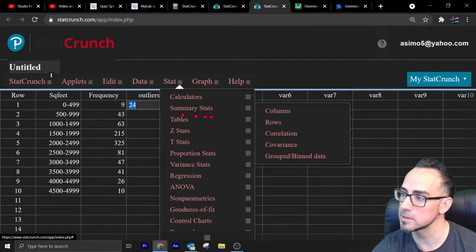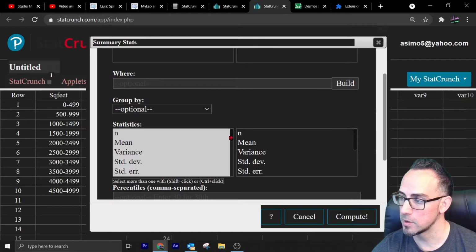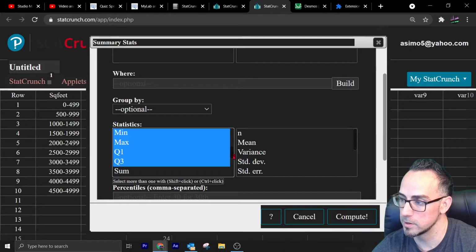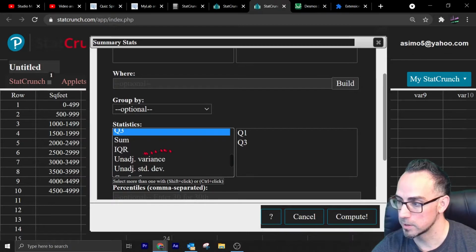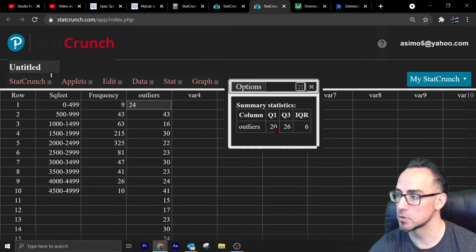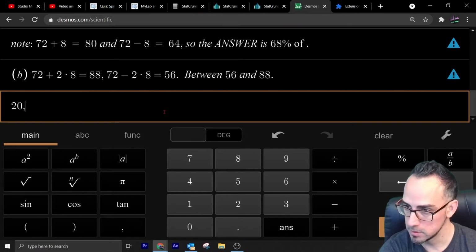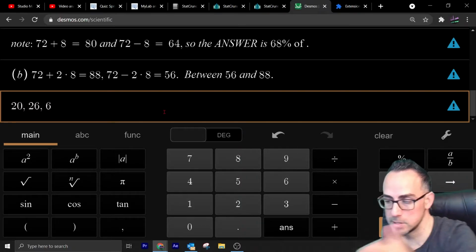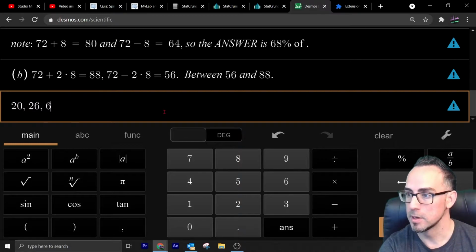I'm just gonna go to stats, summary stats, columns, and I'm gonna pick outliers. And all I want for outliers is the median. Actually, I don't even need the median for outliers. I only need Q1 and Q3, and I'll take the IQR just for good measure. Where's the IQR? Right here. Boom. Press compute. All right. So what we gotta do with these? So 20, 26, and 6. 20 is Q1, 26 is Q3 because it's bigger, and 6, that's the interquartile range.